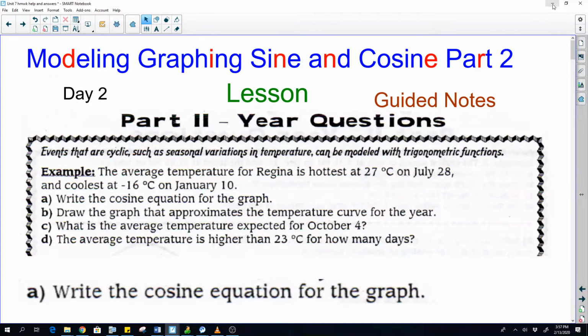Yeah. I got my shirt and tie on because we're modeling. Everybody Vogue. Modeling graph sine and cosine part 2. Looking at day 2 now.